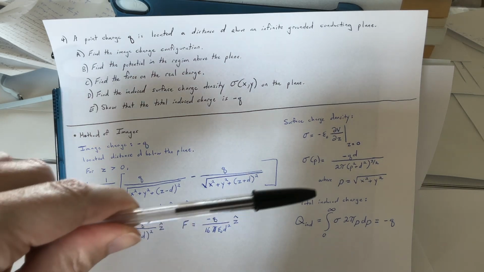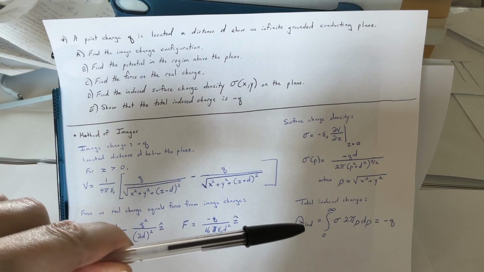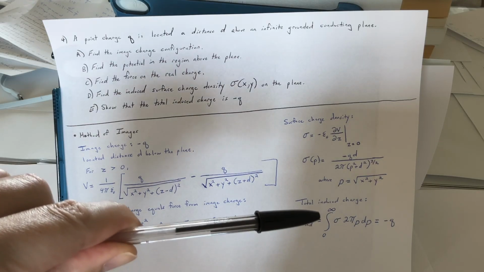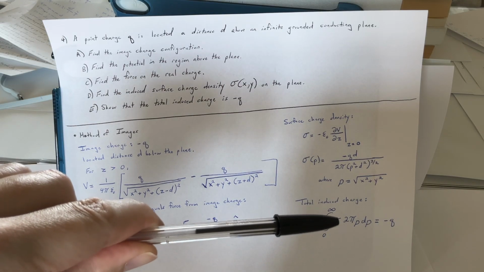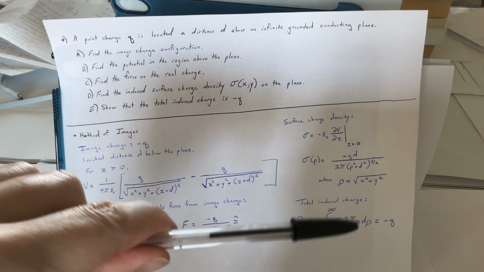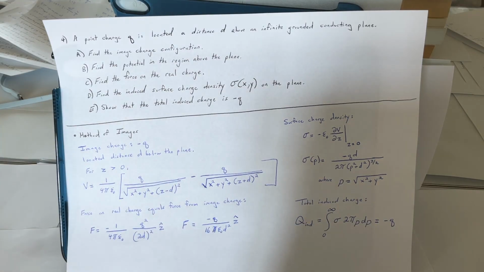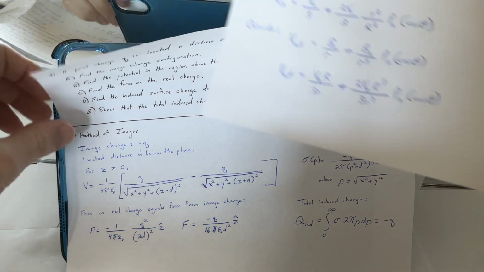So our total induced charge, Q sub ind, is the integral from 0 to infinity of sigma times 2 pi rho d rho, and that's going to equal negative Q. Okay, so that's for number 4. Moving along to number 5.